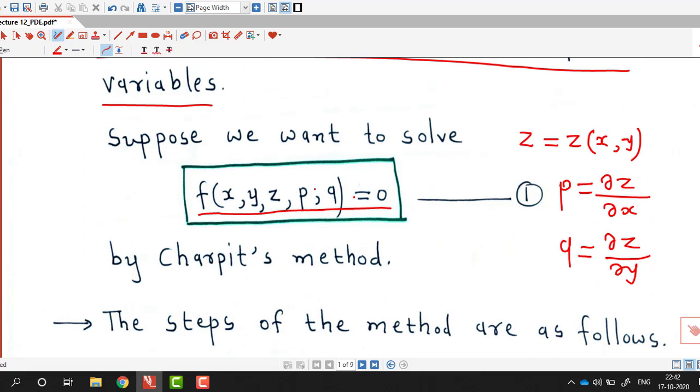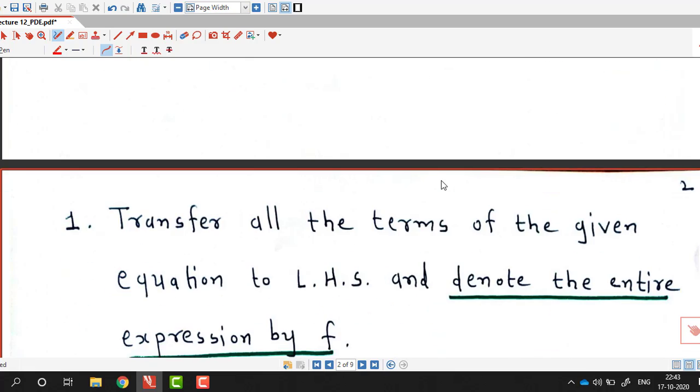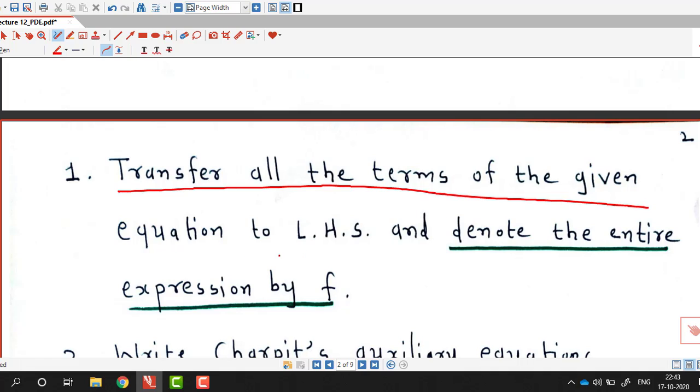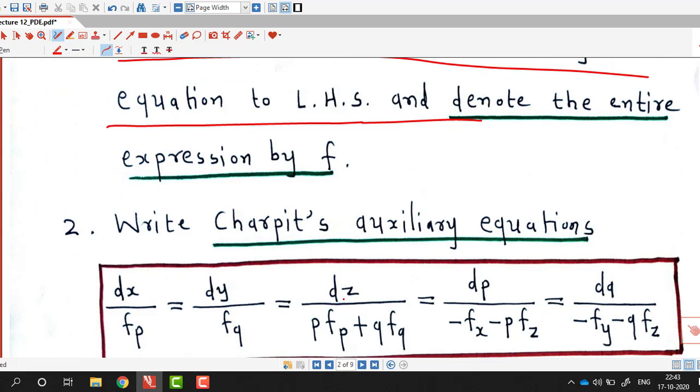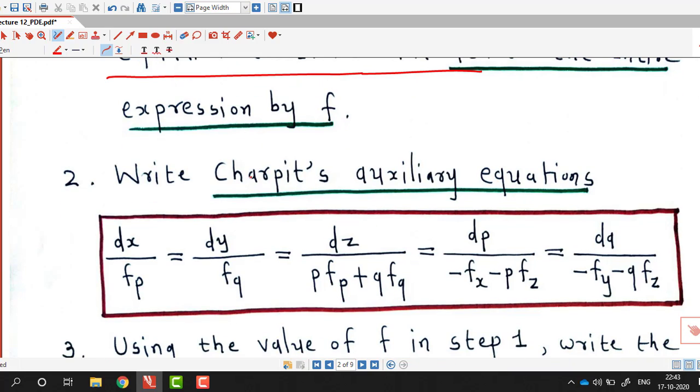The first step is you have to write your equation in this form. That means you have to consider all the non-zero terms on one side, and on the other side you have to write 0. So the first step is to transfer all the terms of the given equation to the left hand side and denote the entire expression by small f. After finding small f, we have to write Charpit's auxiliary equations: dx upon del f by del p equal to dy upon del f by del q equal to dz upon p into del f by del p plus q into del f by del q equal to dp divided by minus del f by del x minus p into del f by del z equal to dq divided by minus del f by del y minus q into f z. All these equations are known as Charpit's auxiliary equations.